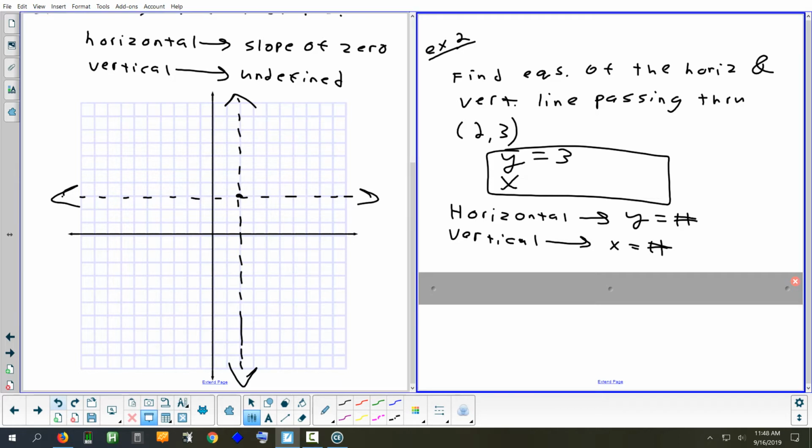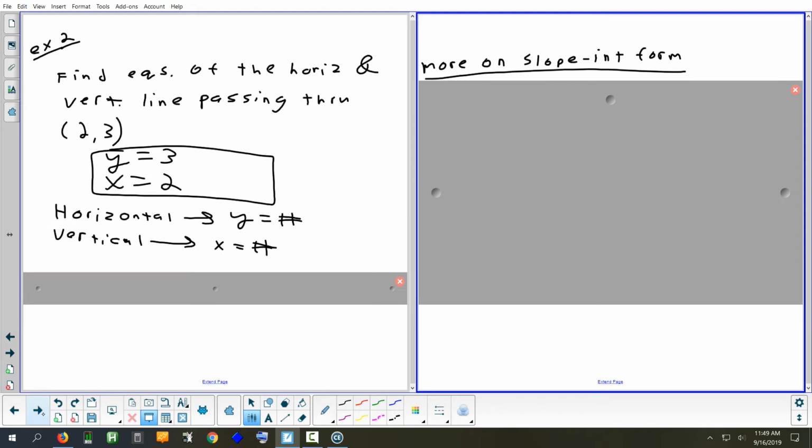So those are just kind of special cases. Make sure you don't mix up x and y. Y equals is horizontal, x equals is vertical. It's very easy to mix it up because you think of the axes, but that's just how it works. Point slope. No, not point slope yet.